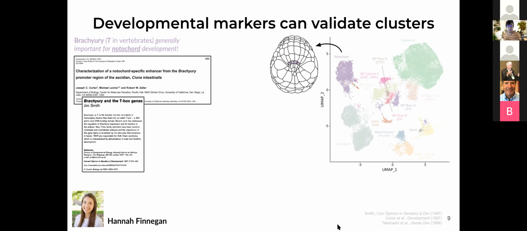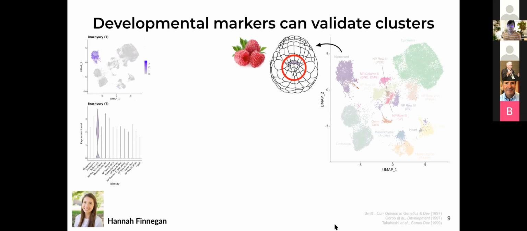The notochord at this point is on the interior of the embryo. So if we bring back our raspberry analogy, we have a hole around this area that we're peeking in to see where these notochord cells are on the interior surface. When we were annotating our clusters, we first tried to look for brachyury in the notochord cluster, and we see that it's present there. So here we're looking at the expression of brachyury in the notochord cluster, and with this violin plot, we're seeing the degree of expression across the different clusters.